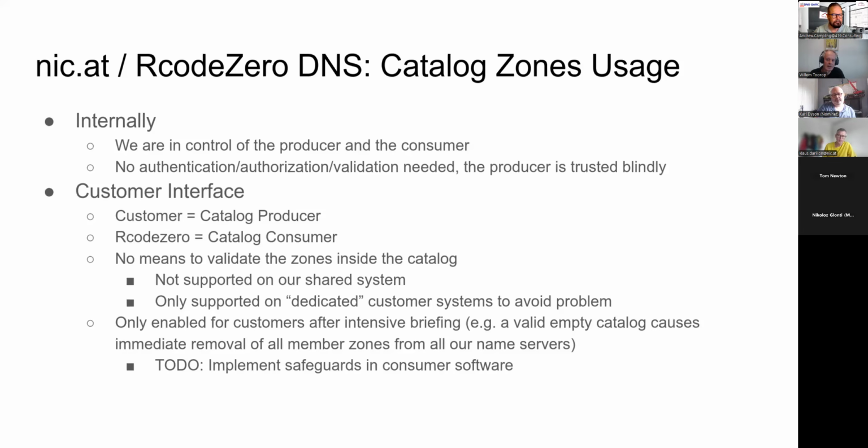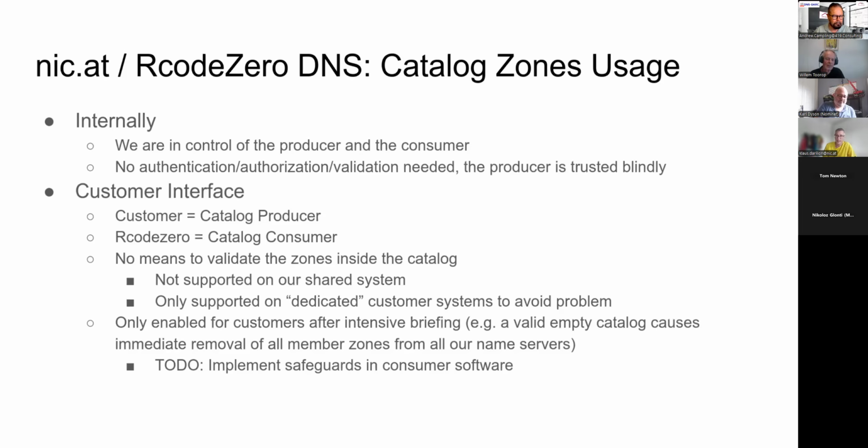And we want to make sure that the customer really understands what catalog zones do, because most people immediately know that's great, that's powerful, I can add all my zones immediately. But most customers don't think about that they can also lose all their zones immediately. If they have a bug in their producer and they produce an empty catalog, which is still a valid catalog, even if it's empty, within a few seconds we would delete all the zones from our name servers, also from all our Anycast name servers.